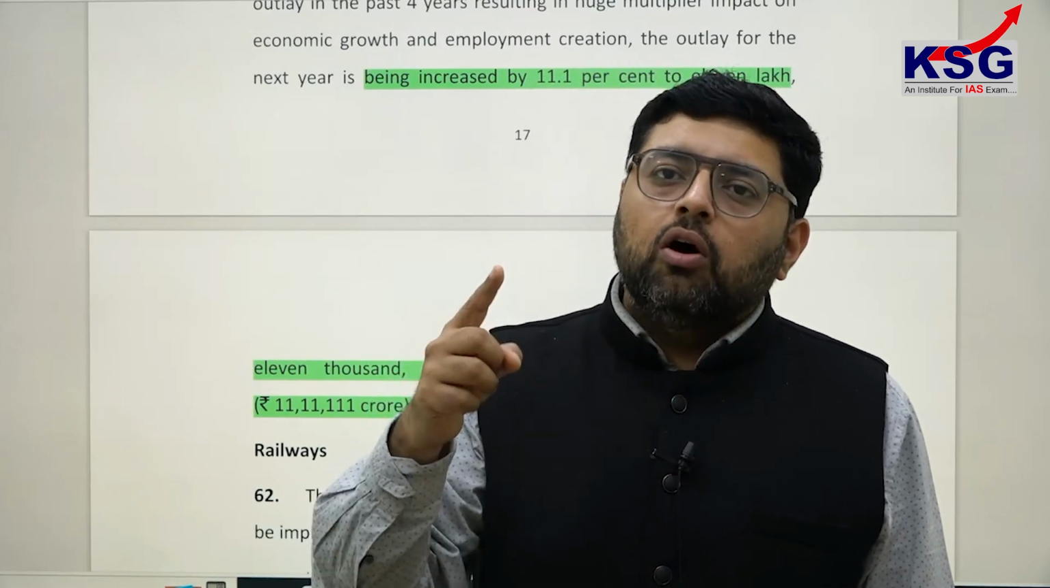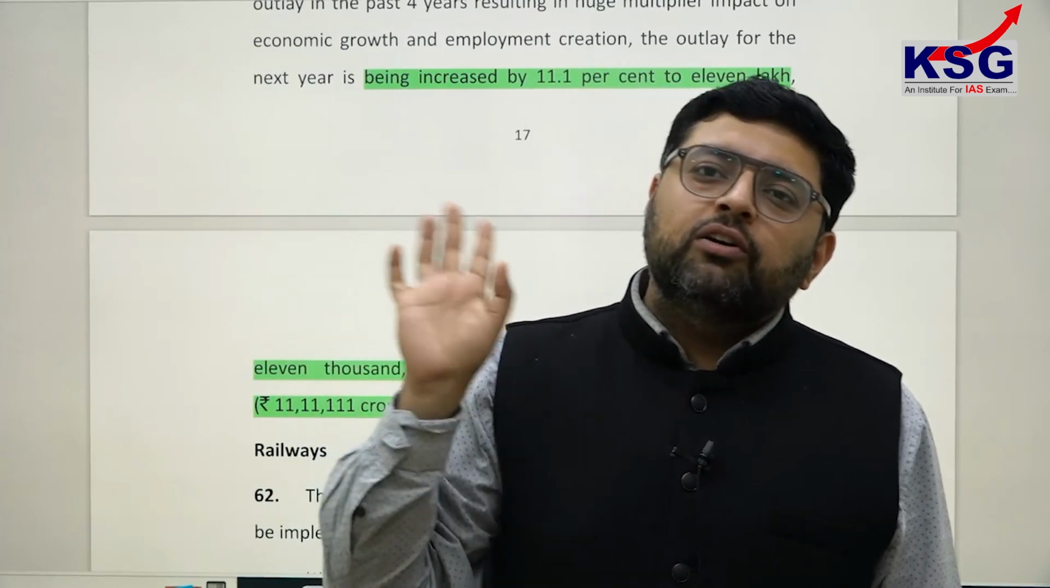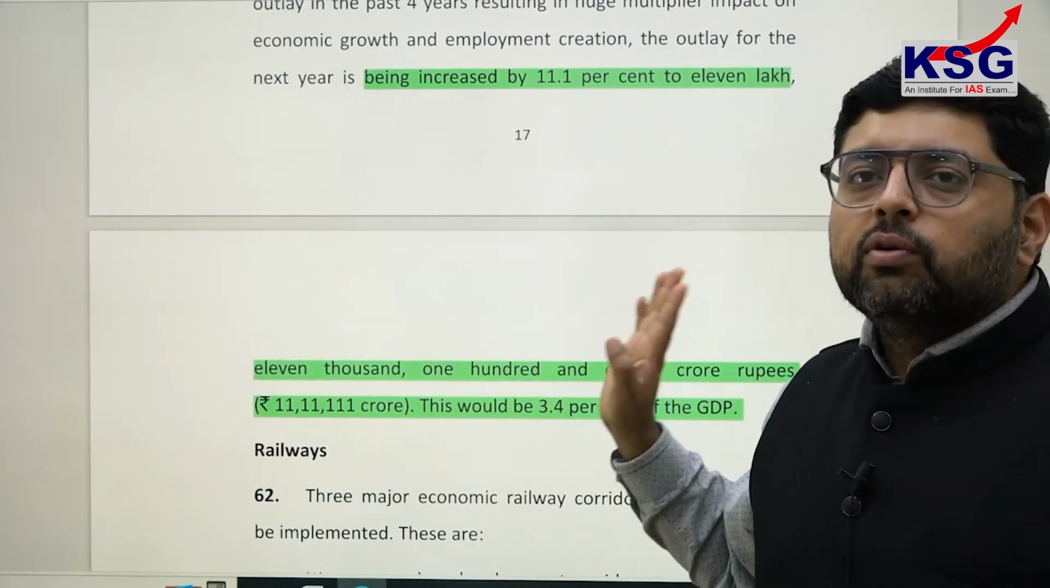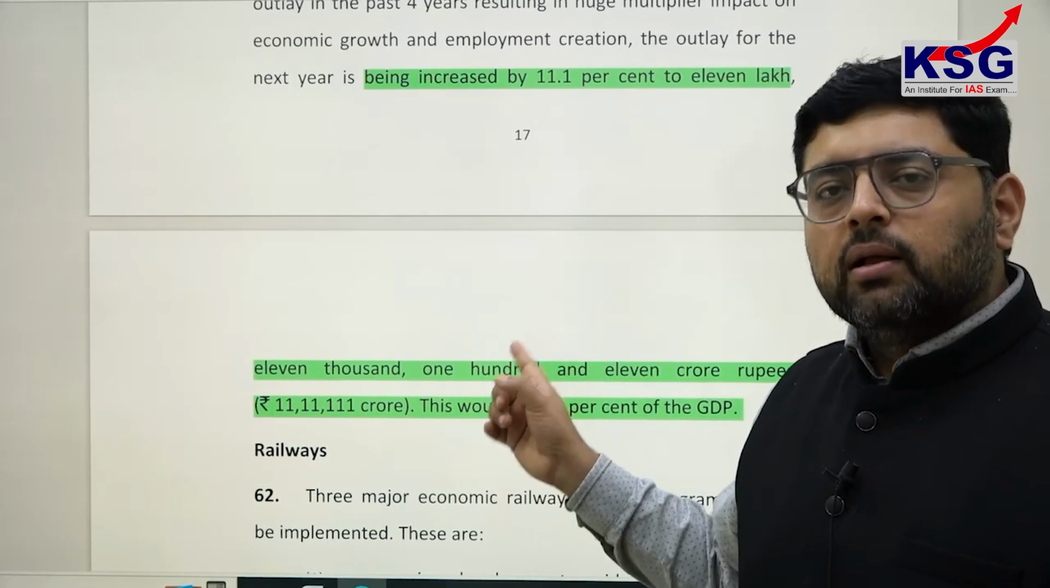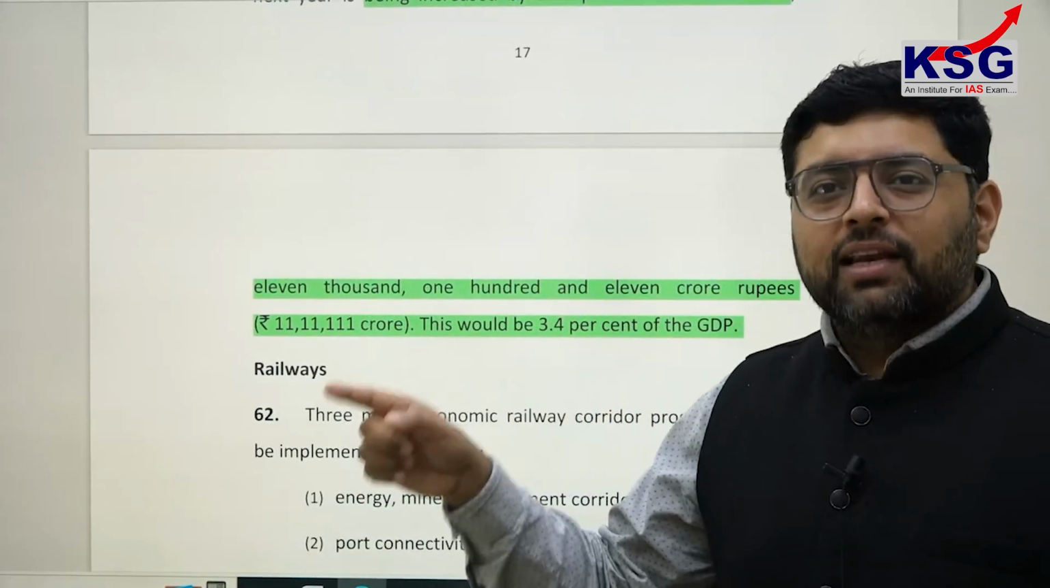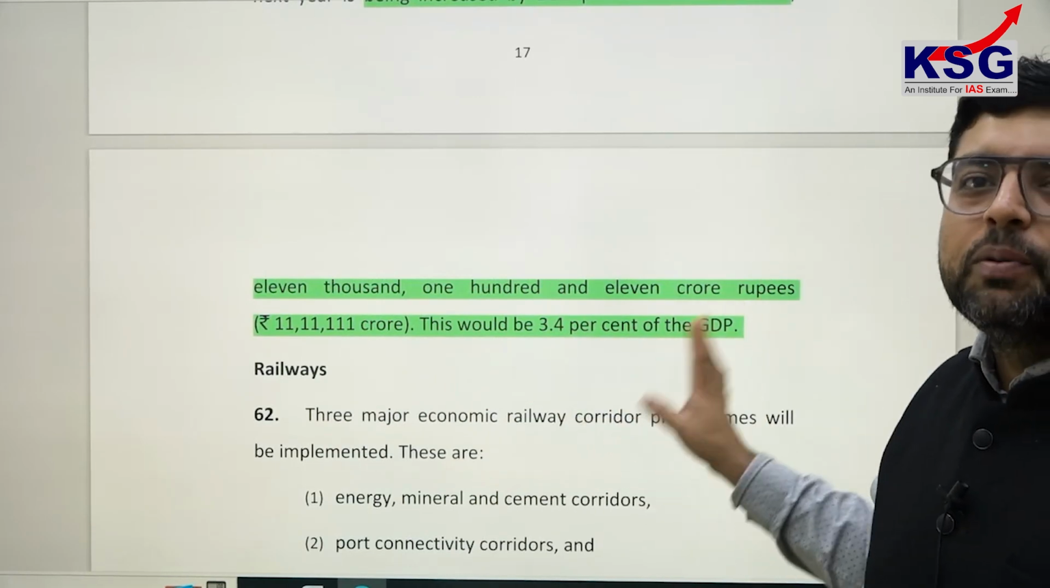So you have to remember that in Budget 2023, for the first time, we have crossed 3% of GDP as our target for capital expenditure, and this is the second budget where capital expenditure is more than 3% of GDP. Last year it was 3.3% and this year it is 3.4% of GDP.